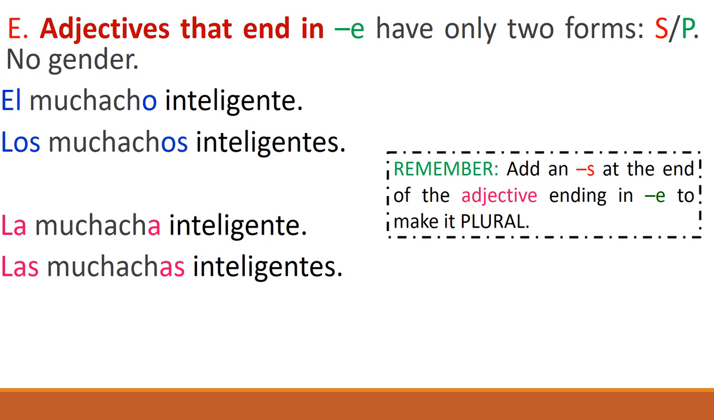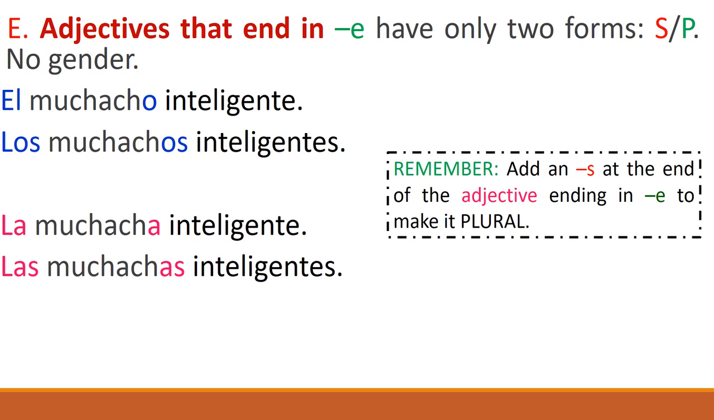Now, we're going to be discussing the adjectives that end with an E. The only thing that you have to remember is that they have two forms, either singular or plural, but they don't have any gender. That means that you're going to be using that same adjective that ends with an E to describe both a masculine noun and a female noun. And you have those examples here. El muchacho inteligente, los muchachos inteligentes. La muchacha inteligente, las muchachas inteligentes.